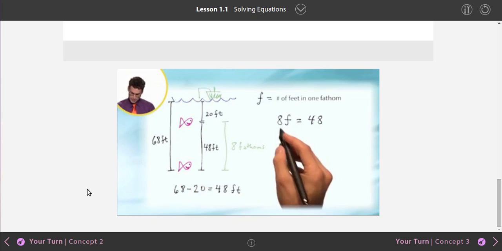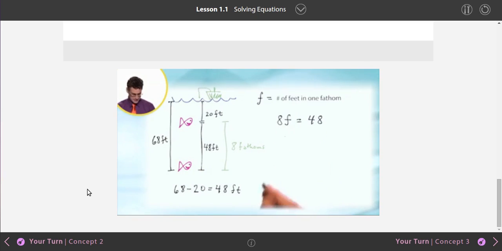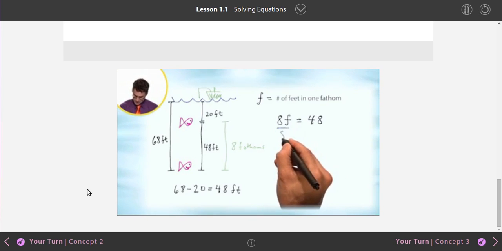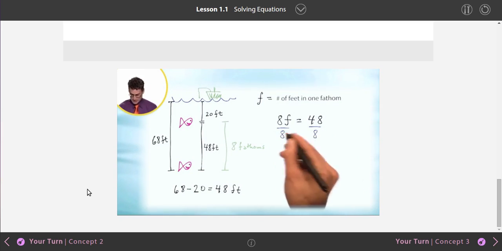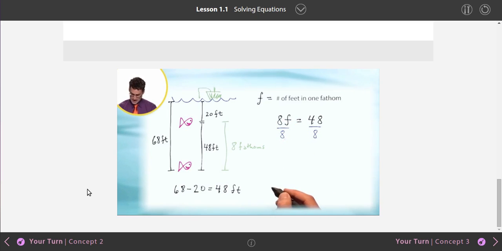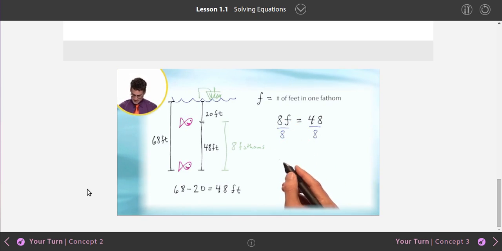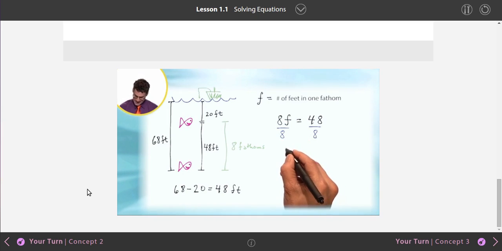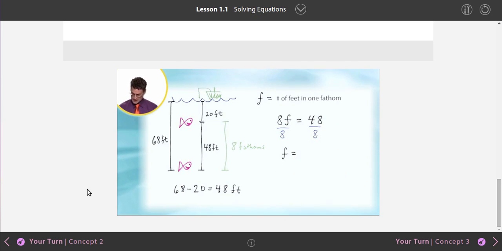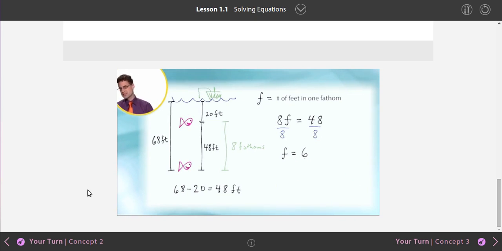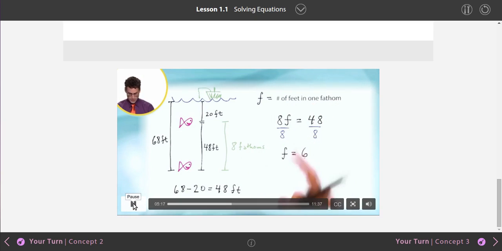I want to undo the multiplication by 8 in front of the F, so I'm going to have to do the same thing to both sides, which in this case is to divide. Using the division property, I divide both sides by 8 to keep it fair and balanced. Now 8 divided by 8 is just 1, so I have 1 fathom. And now I see that F alone equals 48 divided by 8, which is 6. And so F equals 6. And what does that mean? Well, that's the number of feet in 1 fathom, which is exactly our question. So we know now that a fathom is equal to 6 feet.